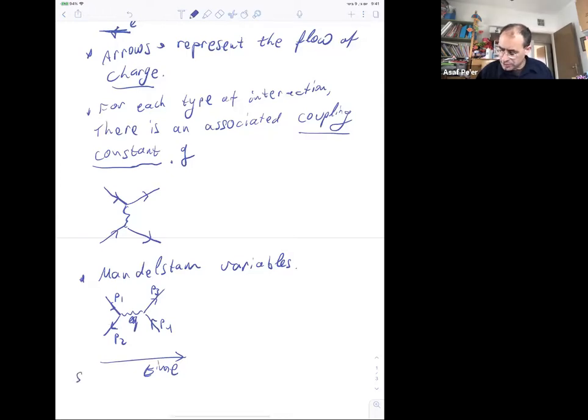There is the T channel, which is essentially the same. So we have a scattering, let's say P1, P2, P3, P4, and Q. It's called the T channel.